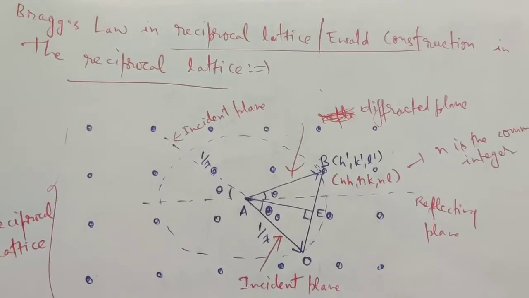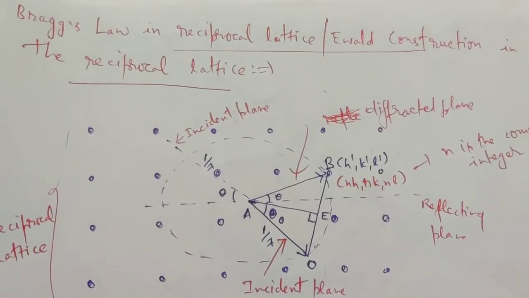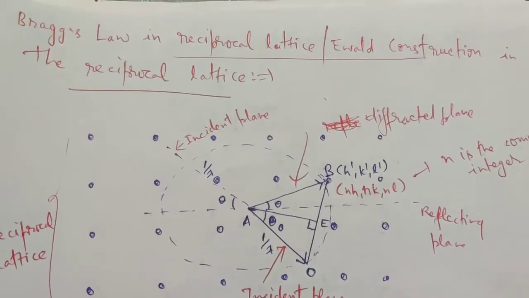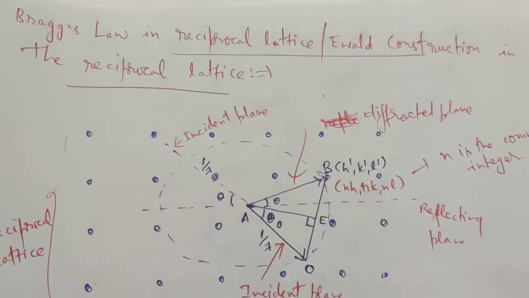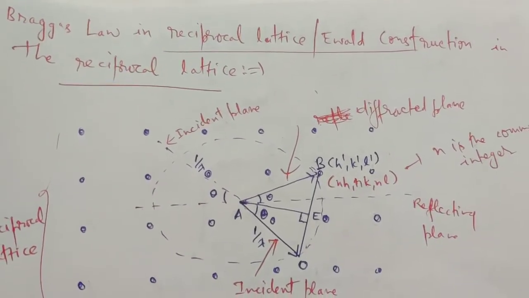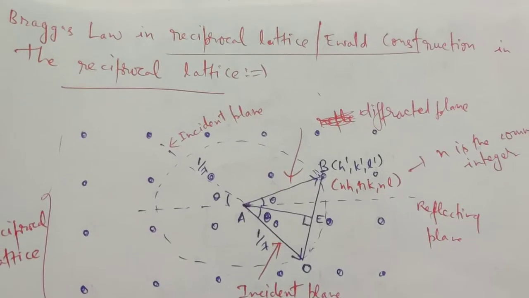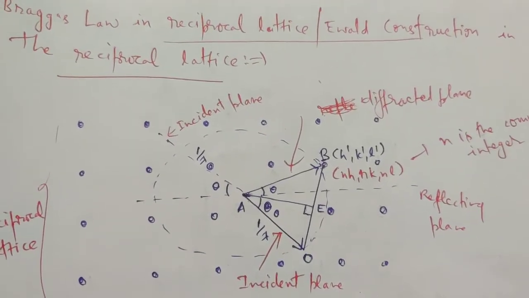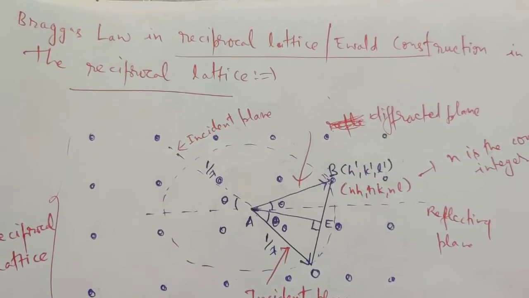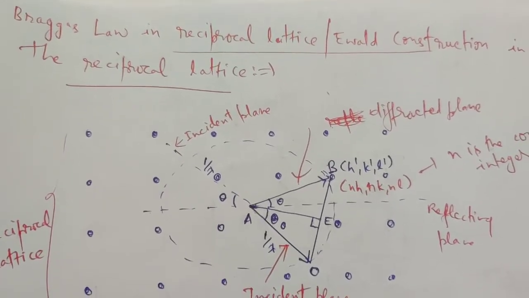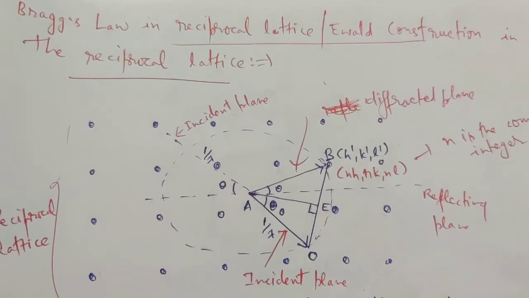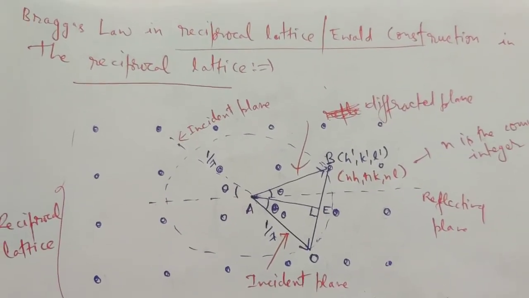So in today's lecture we are going to discuss Bragg's law in the reciprocal lattice, which can also be called the Ewald construction in the reciprocal lattice. This can also come in exams as Bragg's law in vector form. Since in X-ray diffraction we have established that for X-rays to be diffracted from any lattice point in the direct lattice, Bragg's condition should be satisfied.